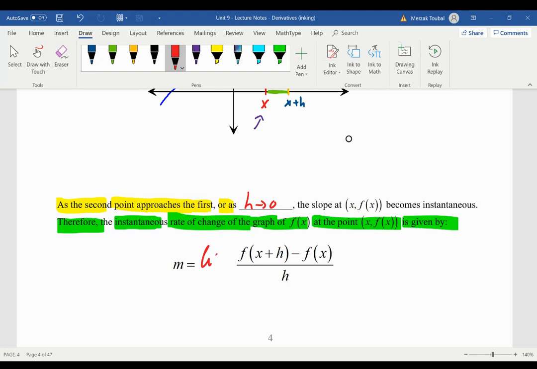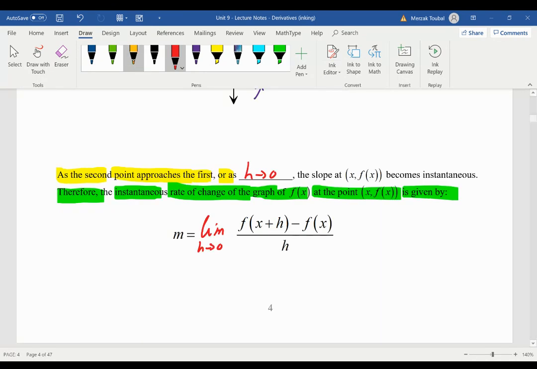m equals the limit as h approaches 0 of f of x plus h minus f of x over h. And this is actually the most common formula in calculus. It is used probably 90% of the time, or even more than the first formula. So this is something we definitely need to know.